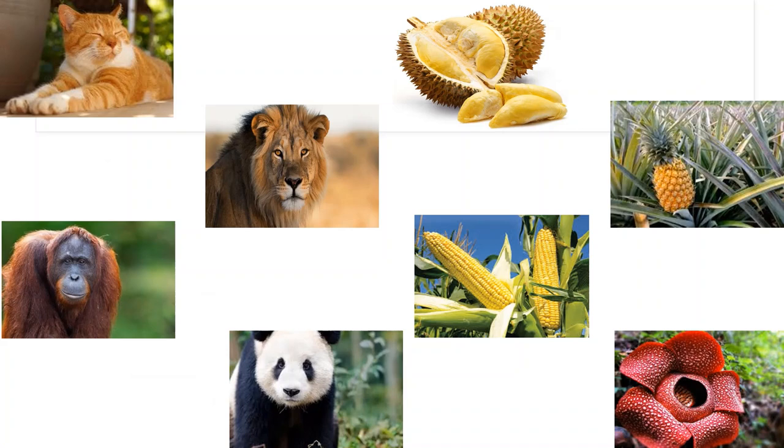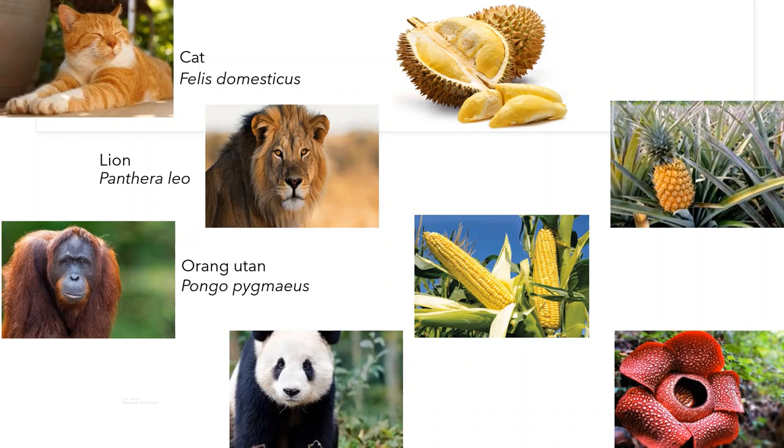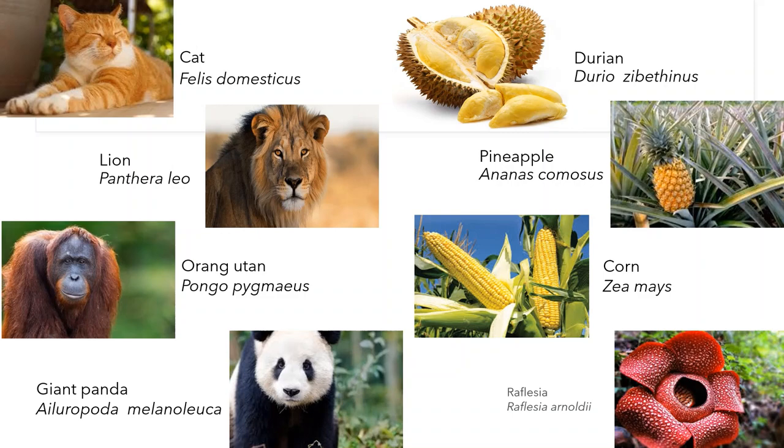This slide is an example of the organism with their common name as well as their scientific name. So here we have cat, lion, orangutan, giant panda, durian, pineapple, corn and rafflesia.